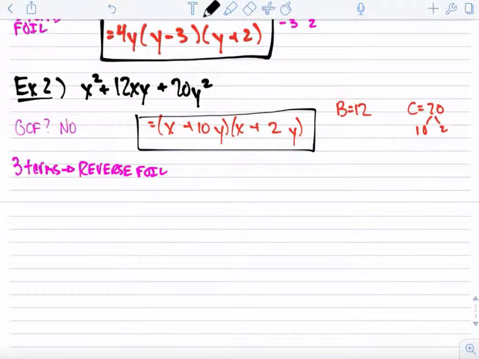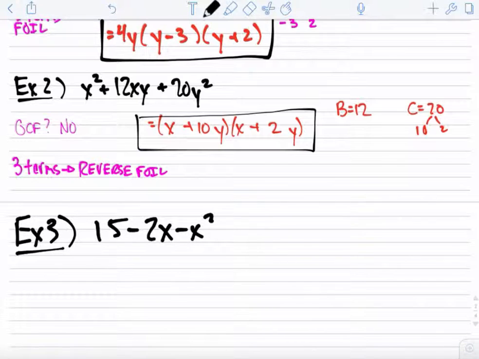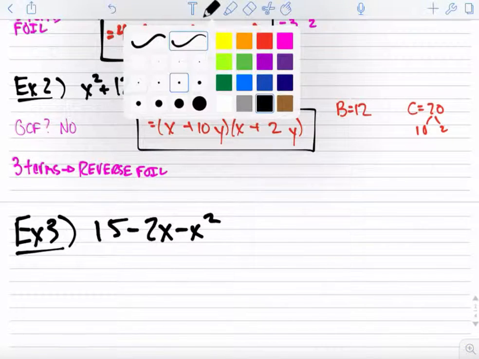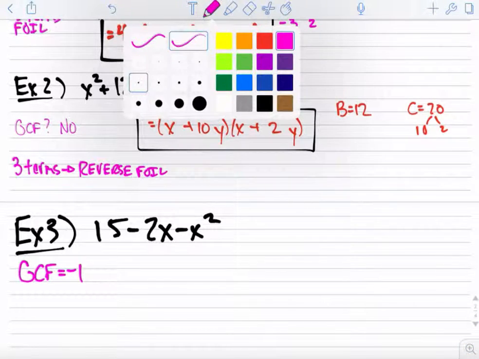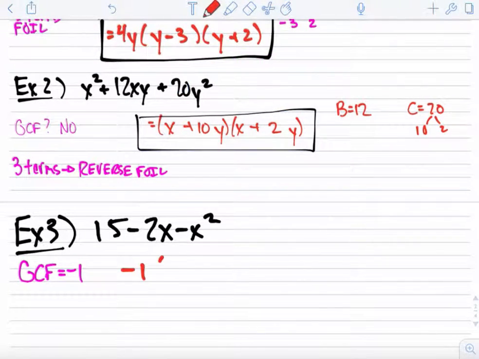All right, another example is 15 minus 2x minus x squared. As usual, I check, is there a GCF? In this case, I'm going to consider the GCF to be negative 1. So I pull the negative 1 out. When I do, every sign changes, and I change the order to get x squared in front.